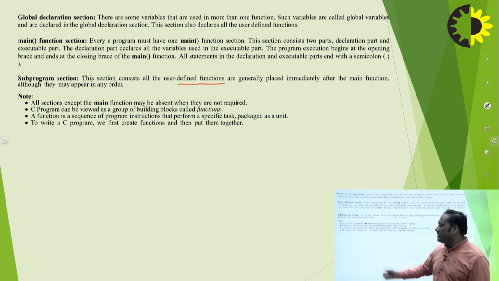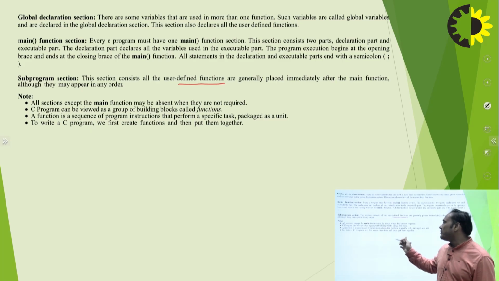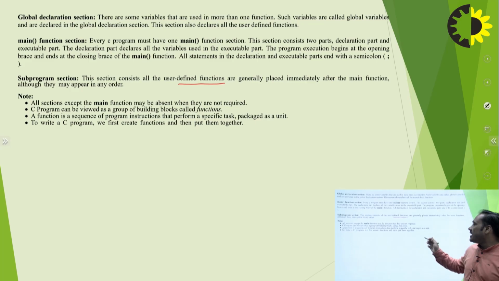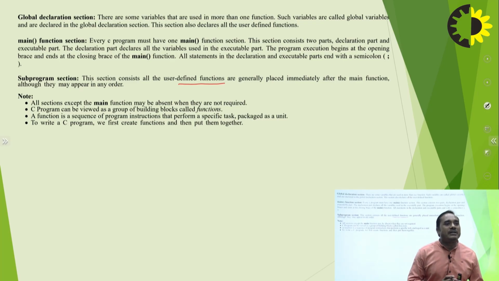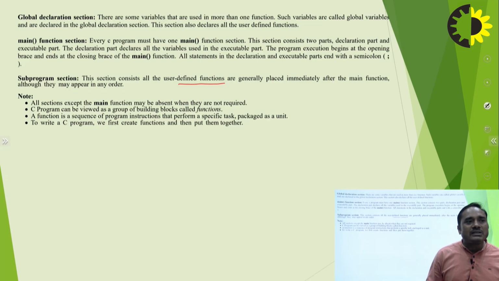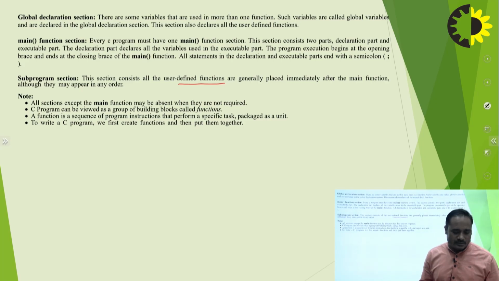So these are some important points we are going to summarize in a shorter way. The first point: all sections except the main function may be absent when they are not required. The second point: a C program can be viewed as a group of building blocks called functions. So what is a function? A C program basically has different functions. The third point: a function is a sequence of program instructions that performs a specific task. The last point: to write a C program we first create functions and then put them together, because without functions your C program will not run.